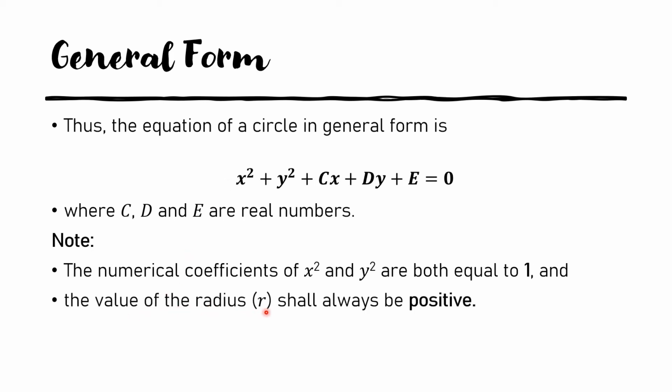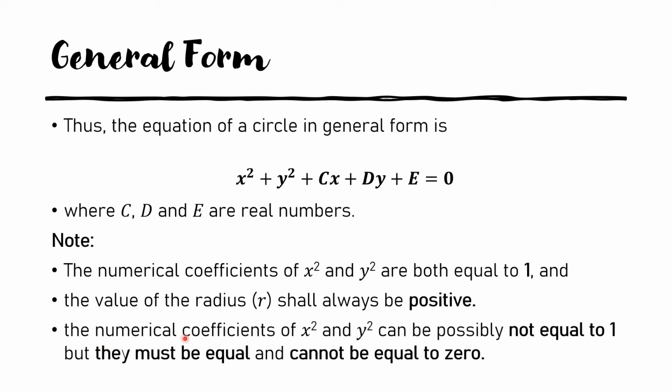Another thing is the value of the radius or r shall always be positive since yung radius natin is a line segment and distance siya, so it must always be positive. Another thing is the numerical coefficient of x squared and y squared can be possibly not equal to 1, but they must be equal and cannot be equal to 0. So, in short, pwede rin daw greater than 1 yung coefficient ng x squared and y squared, pero dapat sila ay laging equal. And, of course, they cannot be equal to 0. Kasi pag naging equal to 0 na yung coefficient ng x squared and y squared natin, it will not be an equation of a circle.